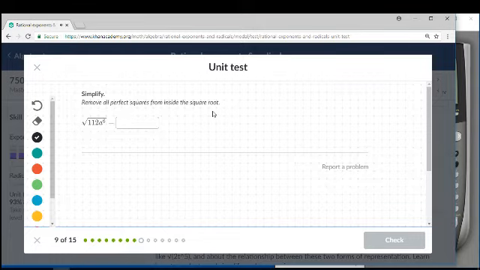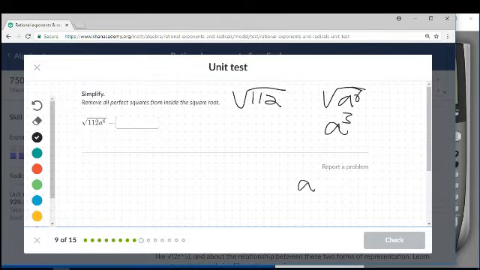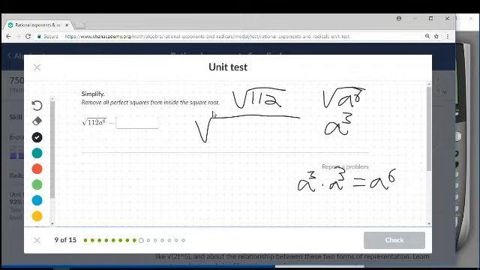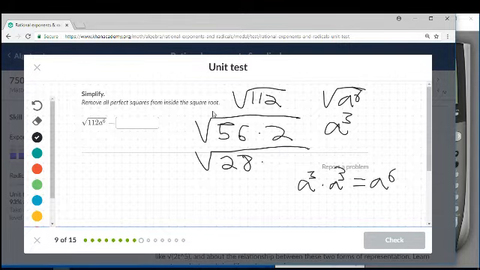All right, remove all perfect squares, 112a to the 6th. So let's break this down to the square root of 112 times the square root of a to the 6th. The square root of a to the 6th is a cubed. A cubed times a cubed is equal to a to the 6th. And let's look at 112. That's the square root of 56 times 2. The square root of 28 times 4.